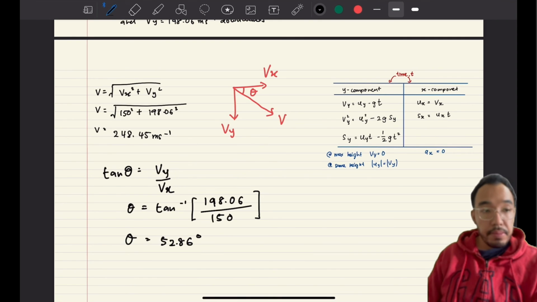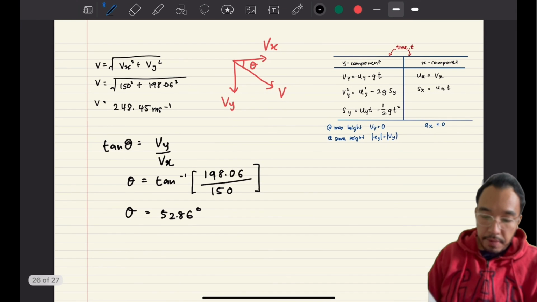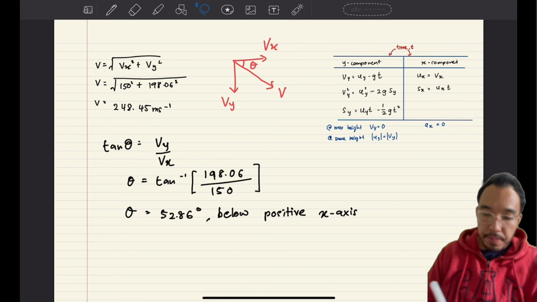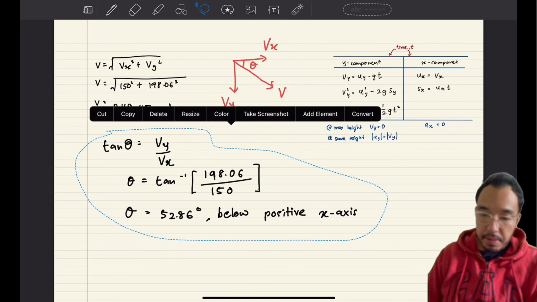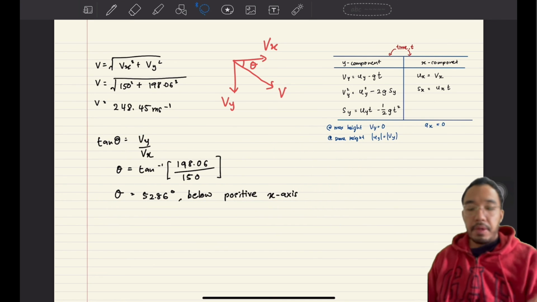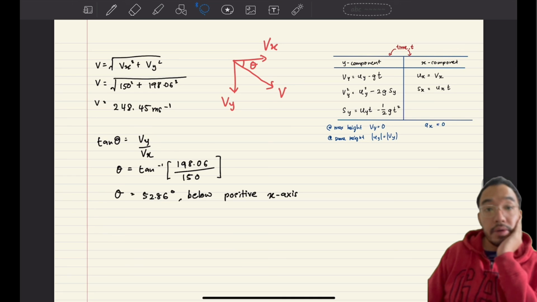Okay, so it's best if you can write down the direction in terms of words as well, which is below positive x-axis. Okay, so that's it for the tutorial question from question 1 until 21.